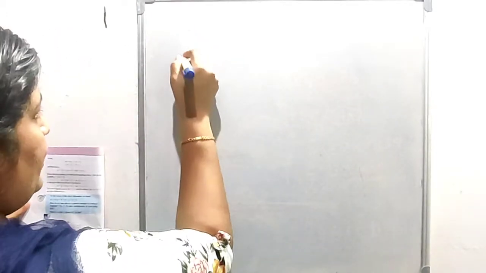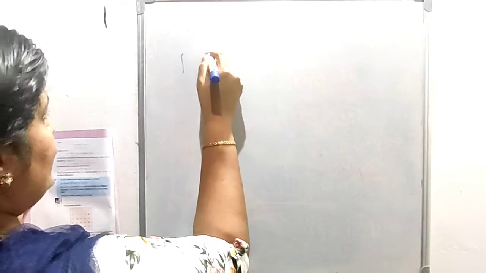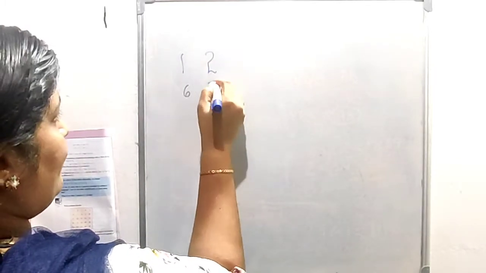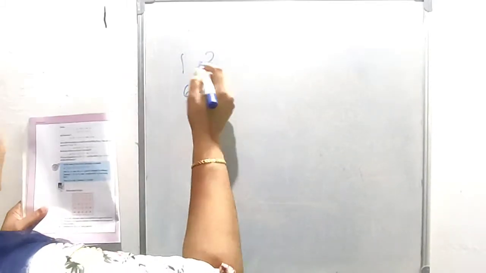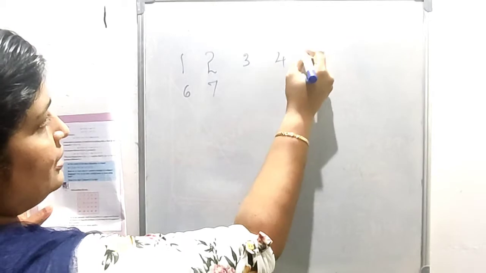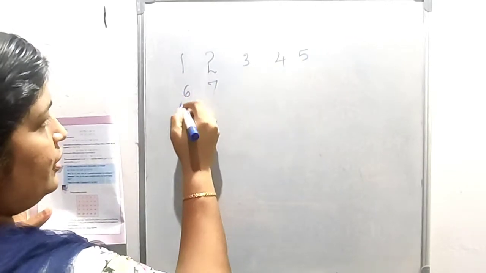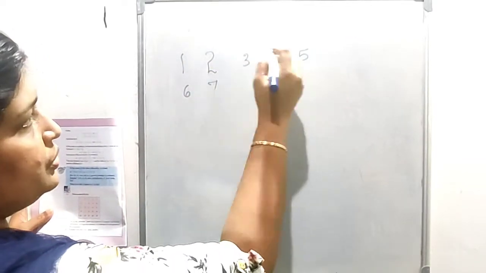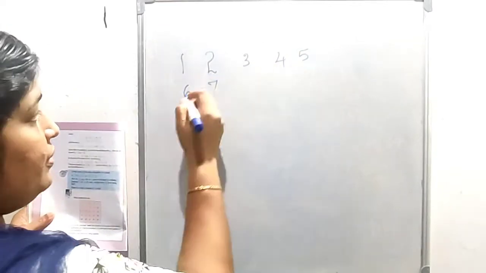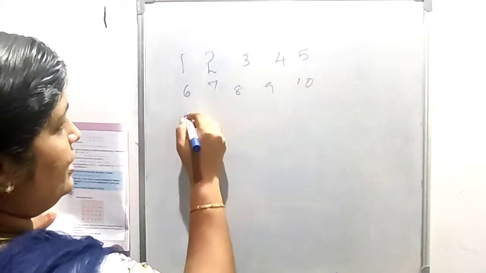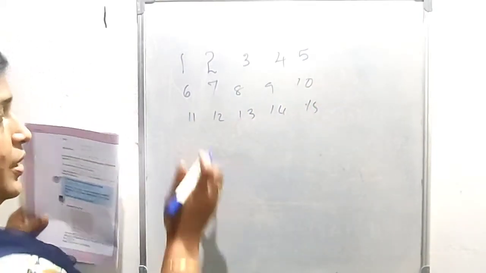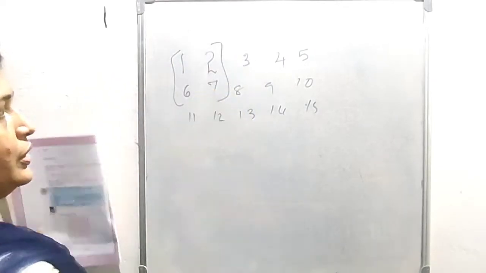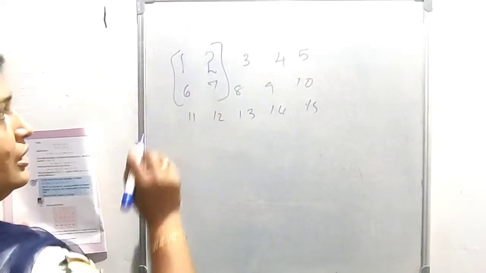Okay, so last class we took a square of four numbers like this, that is 1, 2, 6, 7. In the row we have 5 numbers like this: 1, 2, 3, 4, 5, and in the next row 6, 7, 8, 9, 10, and then 11, 12, 13, 14, 15 like this. So if we take a square of 4 numbers, what is the relation between the numbers?